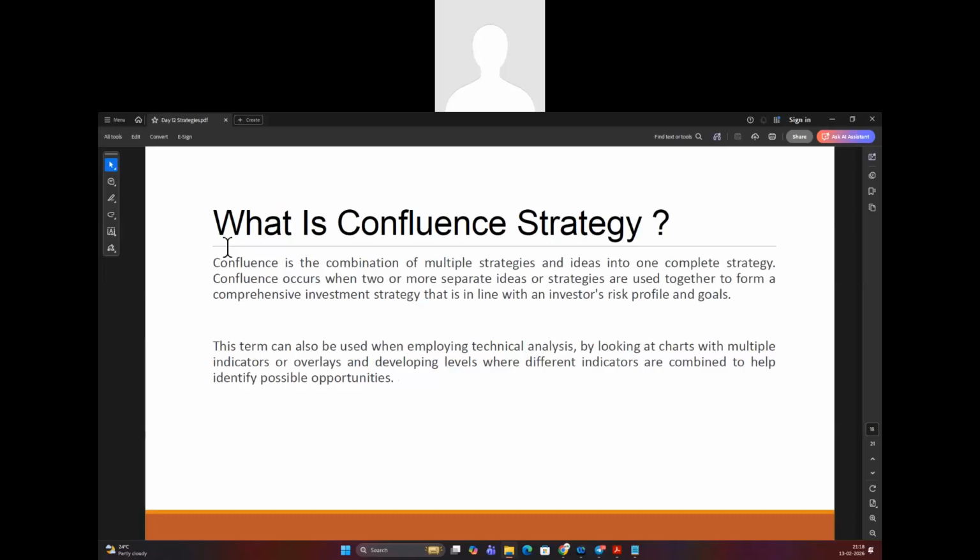Confluence is a combination of multiple strategies and ideas into one complete strategy. Confluence occurs when two or more separate ideas or strategies are used together to form a comprehensive investment strategy that is in line with an investor's risk profile and goals. This term can also be used when employing technical analysis, by looking at charts with multiple indicators or overlays and developing levels where different indicators are combined to help identify possible opportunities.